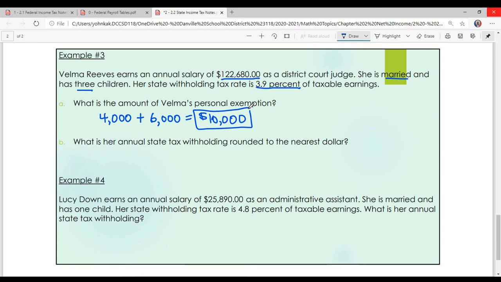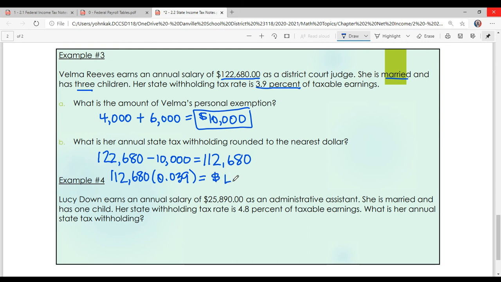What is her annual state tax withholding rounded to the nearest dollar? So if I take 122,680 and subtract the 10,000, that'll give me 112,680. And then I can take that number, 112,680, and multiply it by 3.9% as a decimal. And that's going to give me, rounded to the nearest dollar, $4,395.